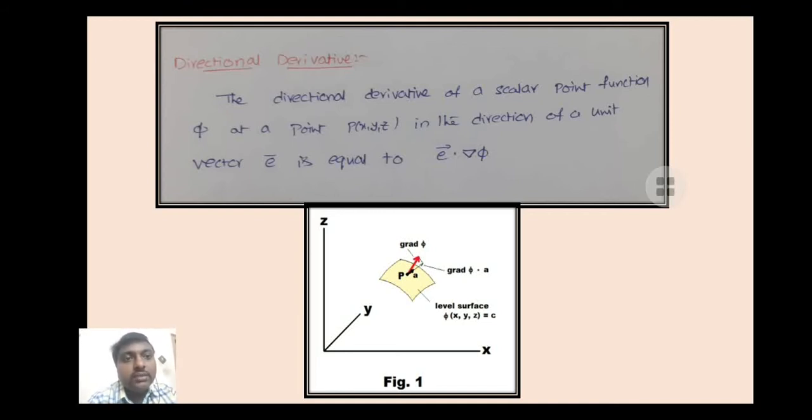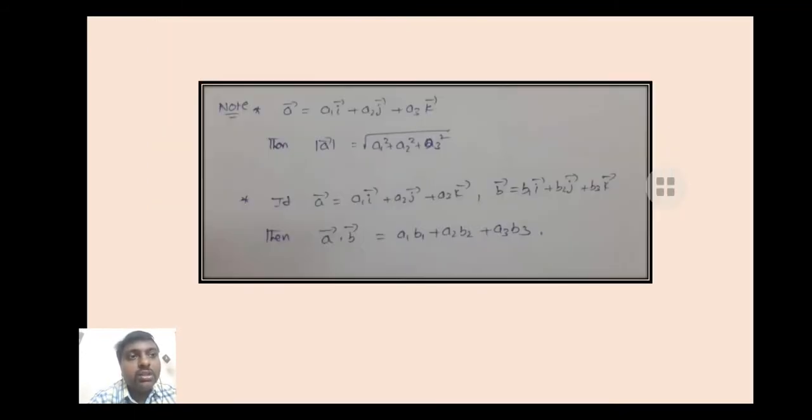See here, the yellow region is the scalar point function phi, and P is the point here, and A bar is the unit vector, like E bar. I can calculate the directional derivative of this particular scalar point function in the direction of A. So that is nothing but A bar dot del phi. Now I can explain this with the help of examples.